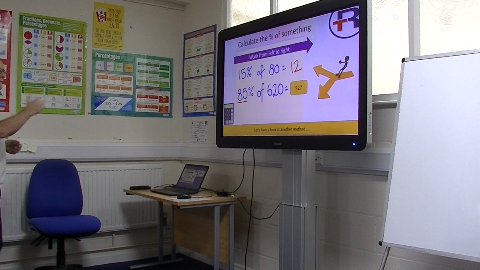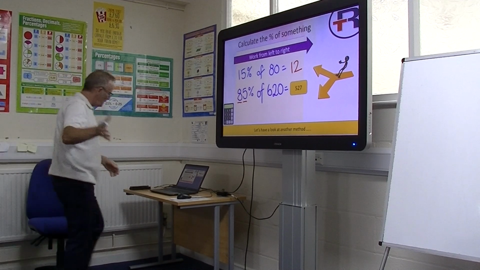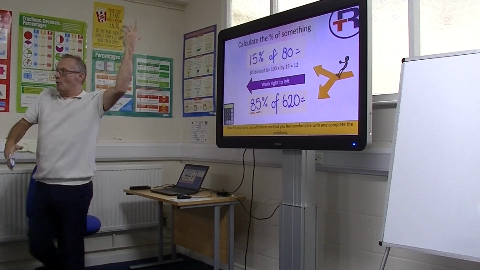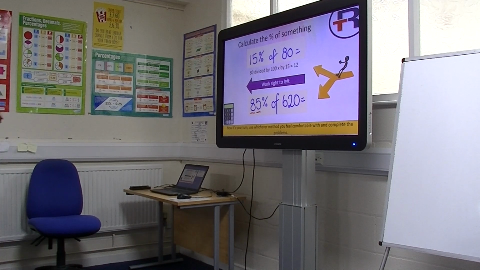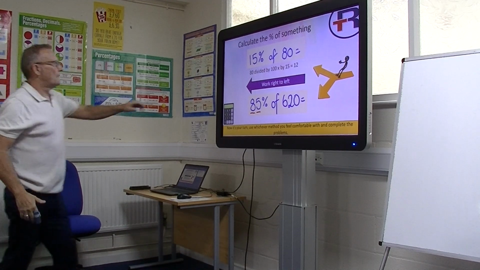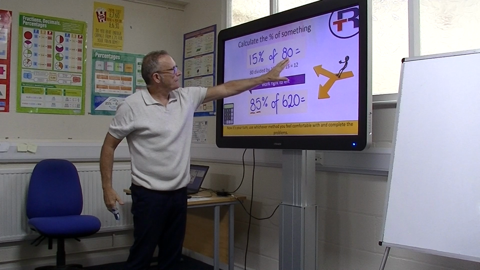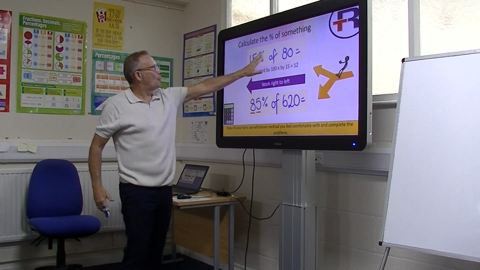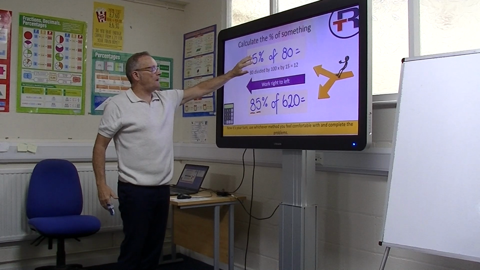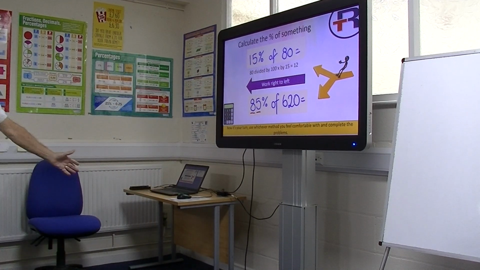Now obviously there's another way of working this out, and other people use this method, and I'm not so keen on it, but if you want to use it, you can do it the other way. You can do it from right to left. You start at the back end and work towards the front. You do it like this: 80 divided by 100 times 15. You get the same answer. It's just another way of doing it. Some people prefer that method, some people prefer the other method. It's entirely up to yourself. You use whichever one you feel most comfortable working with.